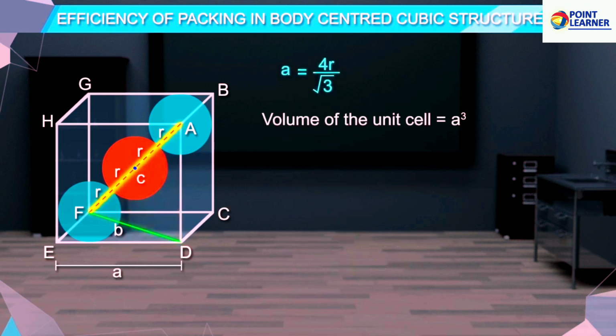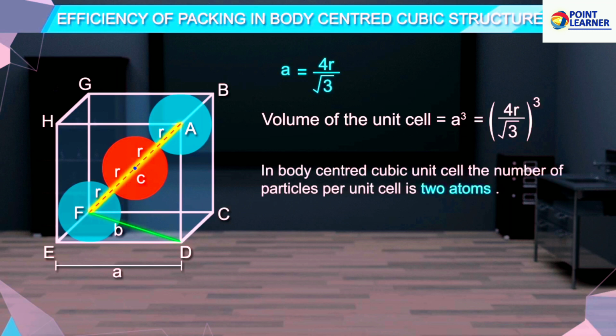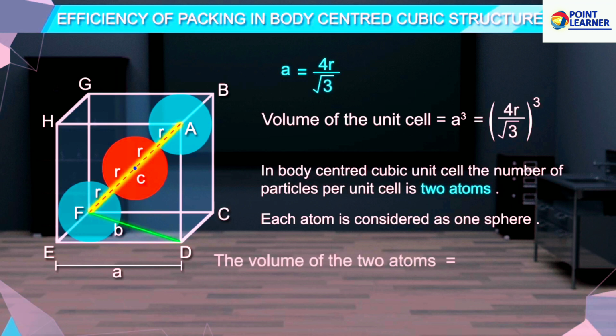Volume of the unit cell is equal to a cube, which is equal to (4r by square root of 3) raised to whole cube. In body-centered cubic unit cell, the number of particles per unit cell is 2 atoms. Each atom is considered as one sphere. The volume of 2 atoms is equal to 2 into 4 by 3 pi r cube, which is equal to 8 by 3 pi r cube.